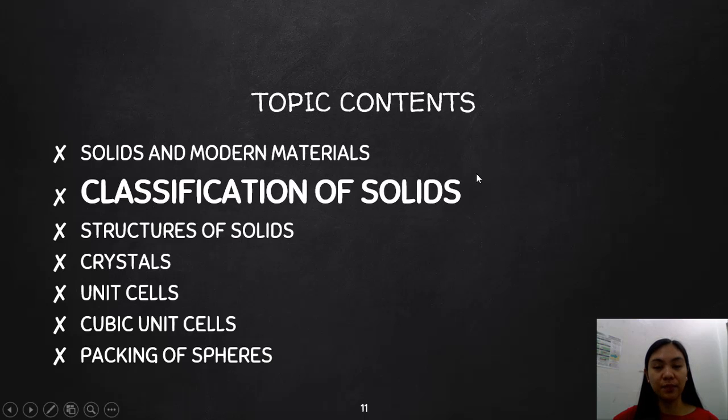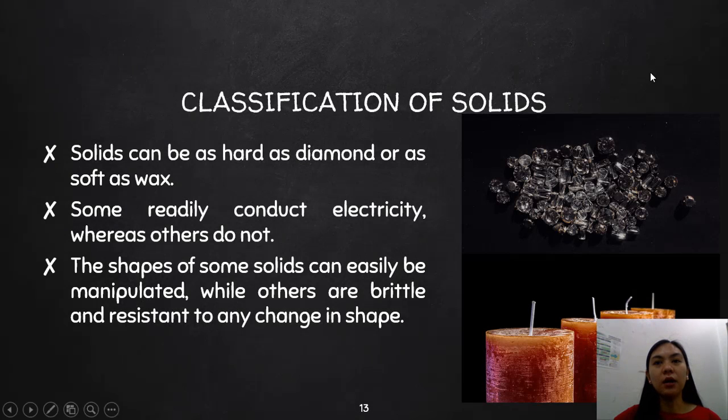So let's go to the second topic for this particular content. The classification of your solids. Our solids are very different from each other, di ba? As you can see here in the first statement, they can be as hard as a diamond or even as soft as wax. Some readily conduct electricity while others do not. Some can be manipulated into the shapes that you want, while others are very resistant to any change in shape.